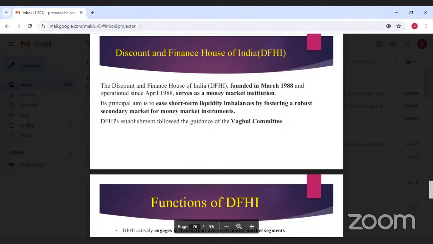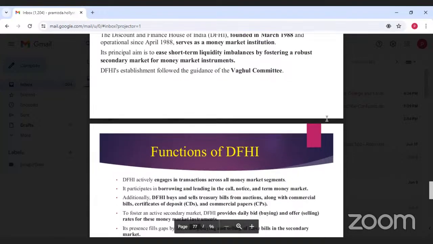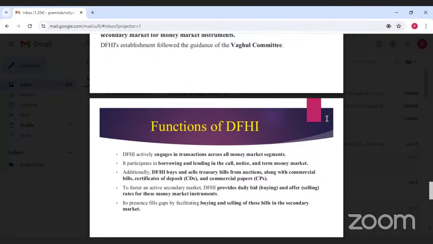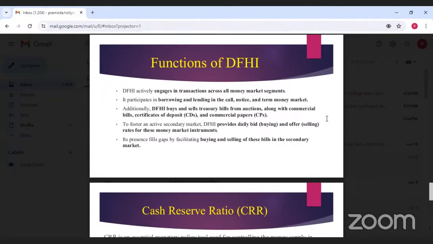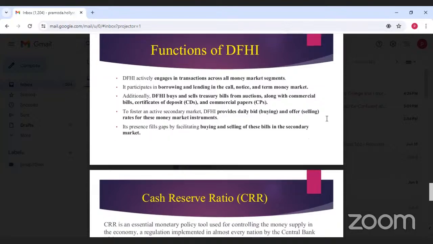The basic objective of DFHI is to fulfill the short-term requirements of the participants of the money market. Whoever is in need of short-term loans can easily take loans from the Discount and Finance House of India. You can observe the functions on the screen here. It actively engages in transactions across all money market segments. Money market means short-term loans. Whoever is in need of urgent short-term loans, DFHI plays an active role in lending to those people. It buys and sells treasury bills, and buys commercial bills, certificates of deposit and commercial papers to convert them into easy cash. So it is one of the instruments of the money market where short-term loans can be raised easily.